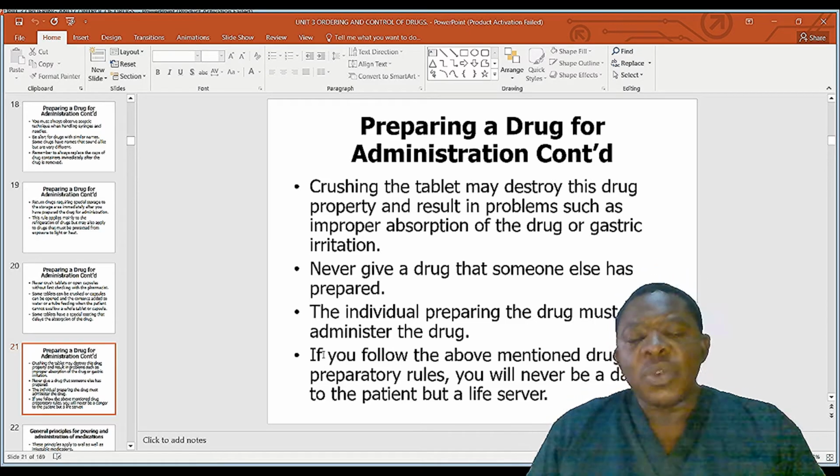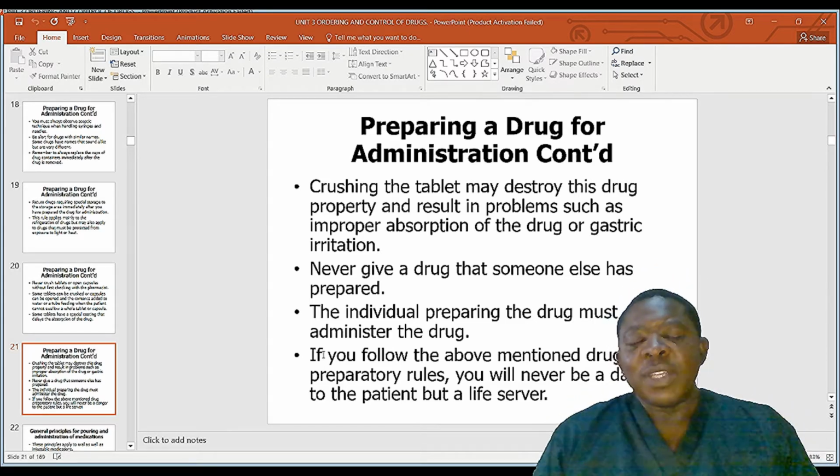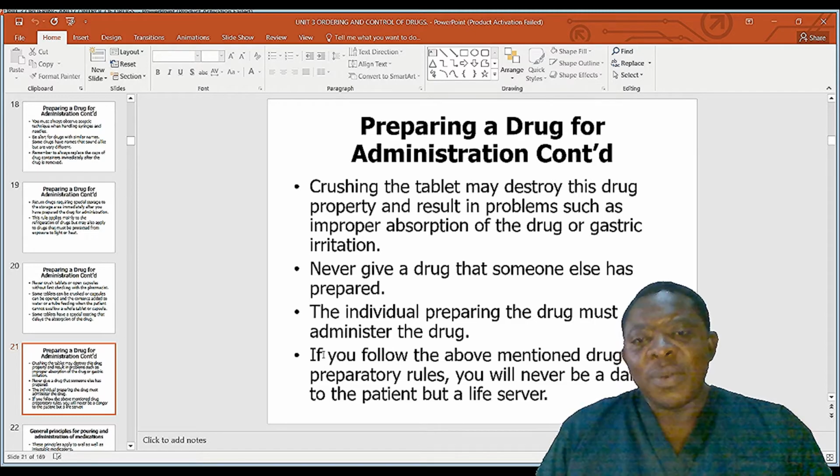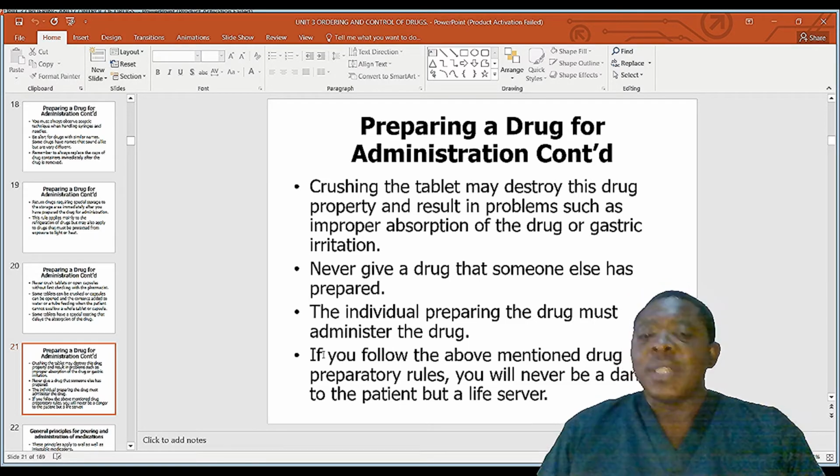Okay, you don't hand over. You don't say, oh no, here I leave my tray, these are the drugs that I was giving. No, it's very difficult to assume the tablets that are there. This can bring about errors.